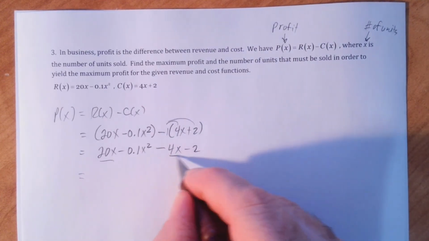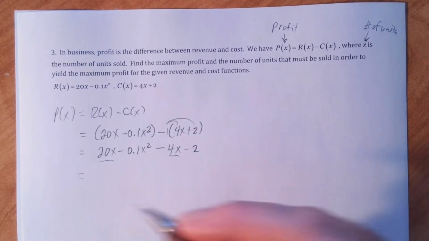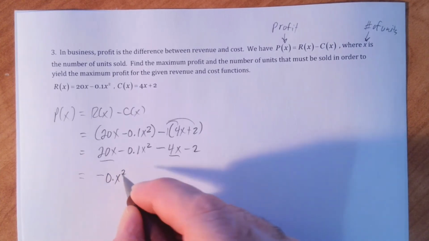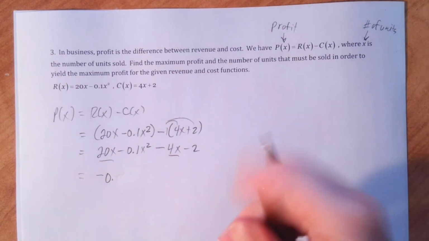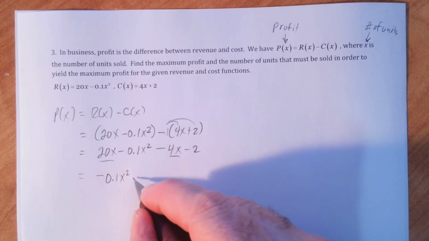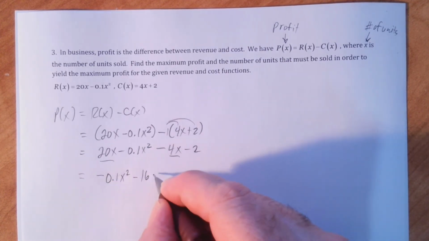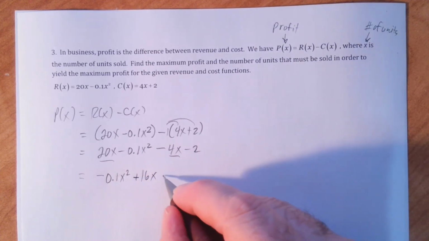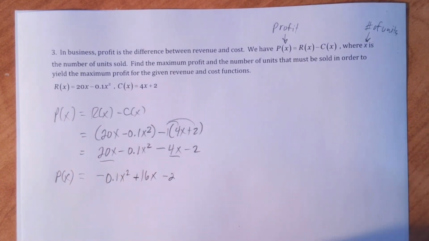Notice these x terms, 20x and a minus 4x, we're going to get 16x. But let me go ahead and put the quadratic term first. Minus 0.1x squared plus 16x, and then minus 2. So that's our profit function.